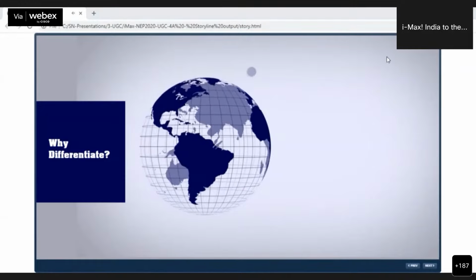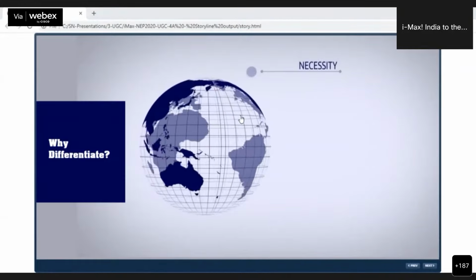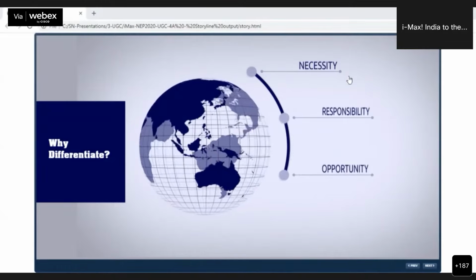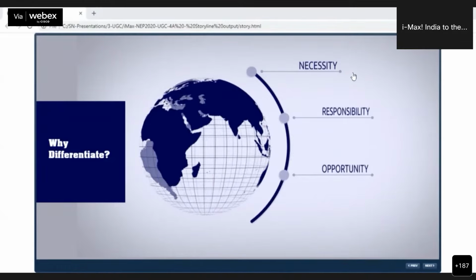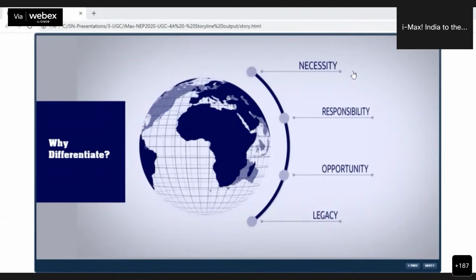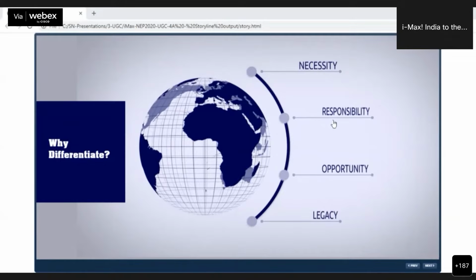Now, as I said earlier, differentiation is a necessity because of the competition, because of the changing economic scenario, because of artificial intelligence, automation, and the employability market. Second thing is that differentiation, changing with the time, is a responsibility of every responsible person. And for a competent institution and a competent academician, this OBE is going to be an opportunity. And whoever is doing all these three, they are going to leave a great legacy.